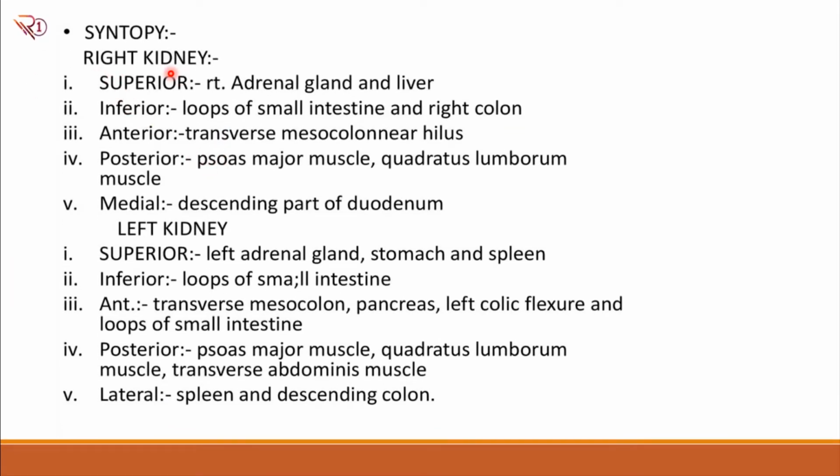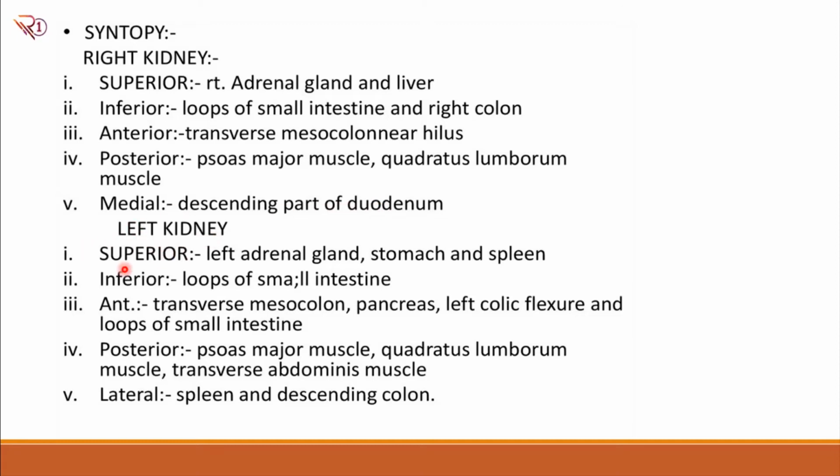Now let's look at the neighboring organs of the kidney. Superiorly, the right kidney neighbors the adrenal gland and the liver. The inferior extremity neighbors the loops of small intestine and then the right colon. Anteriorly we have the transverse mesocolon. Then on the posterior side of the right kidney, you can see the psoas major muscle and then the quadratus lumborum muscle. Then medially, we have the descending part of the duodenum.